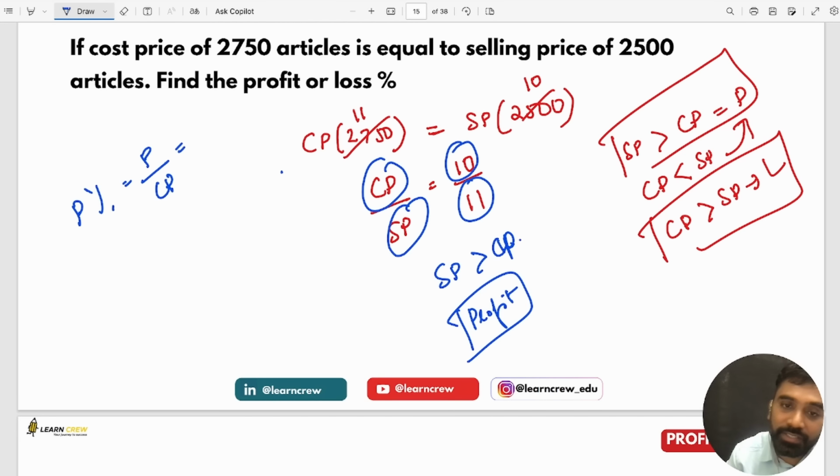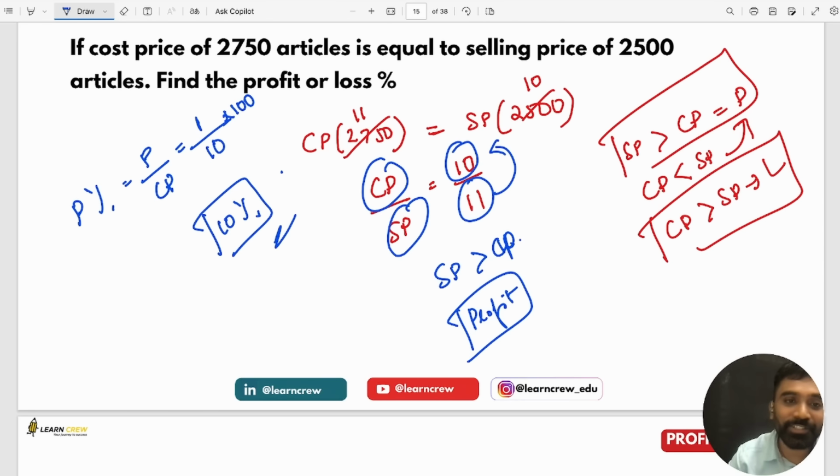Sir, what is the profit, sir? 11 minus 10 is how much? Sir, why is it 11 minus 10? Selling price minus cost price is profit. It's 11 minus 10, which is 1, divided by the cost price, 10, into 100. That becomes 10 percent. It's all done. This is the way of solving this kind of question.